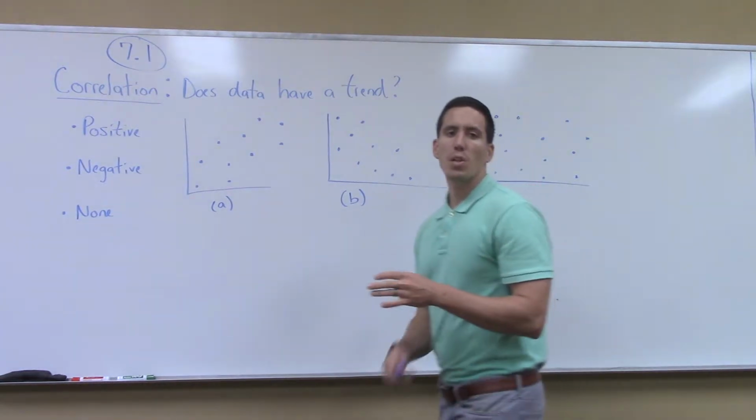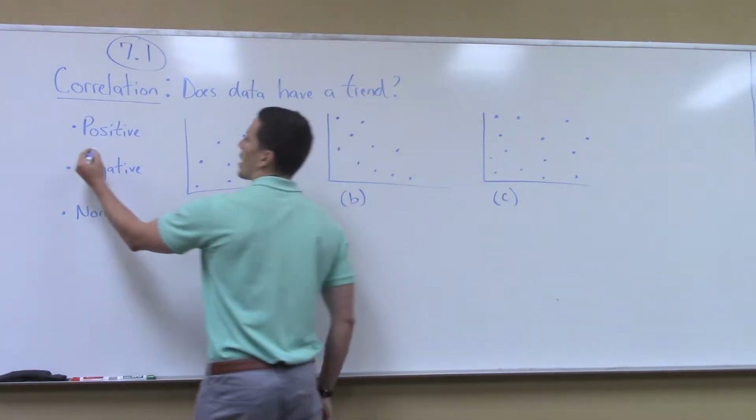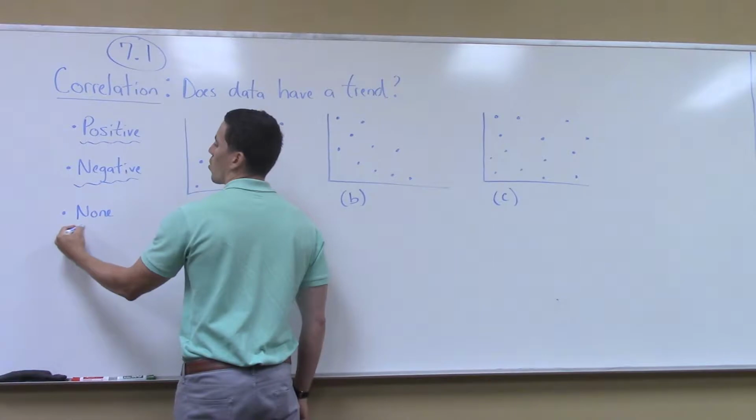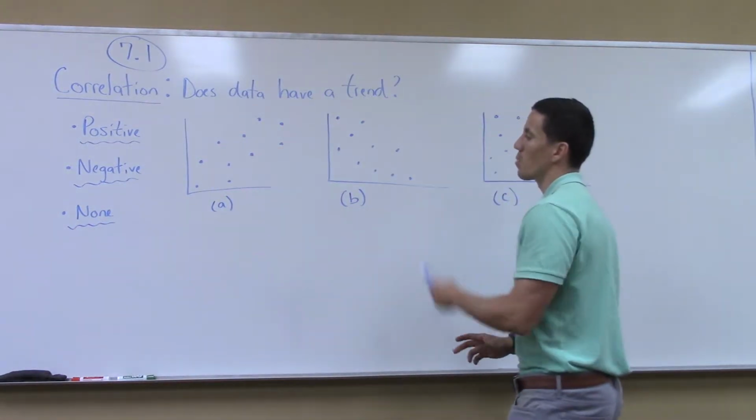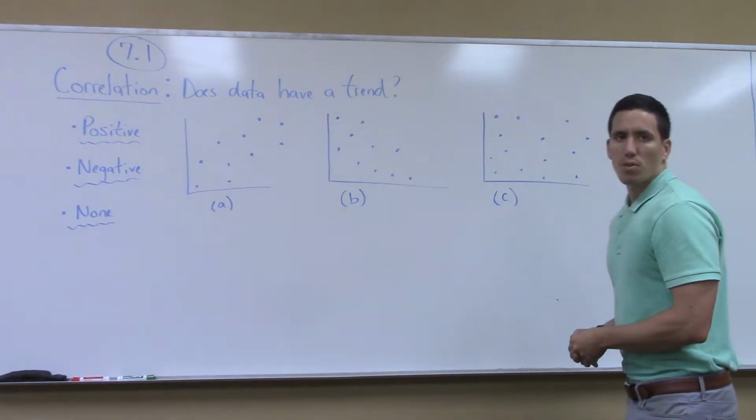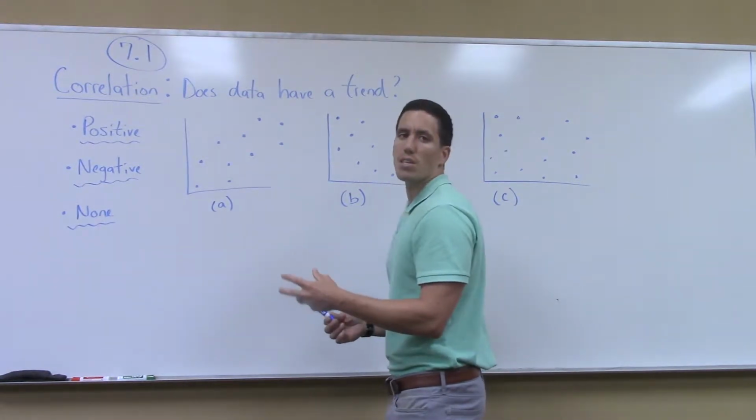When we talk about correlation, there's three different types of correlation that we can have. Either a positive correlation, negative correlation, or no correlation. To better understand what those three mean, we're going to look at three different graphs here. The idea of a positive correlation is similar to the idea of a positive slope.